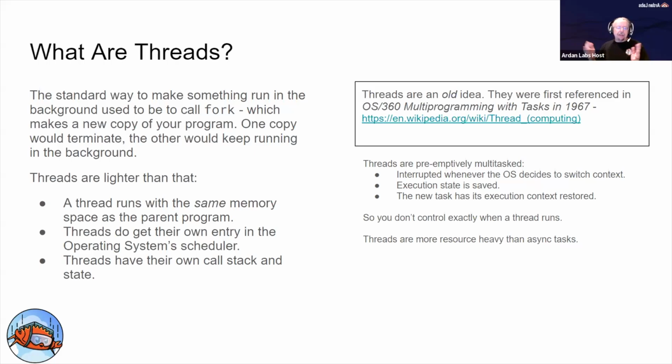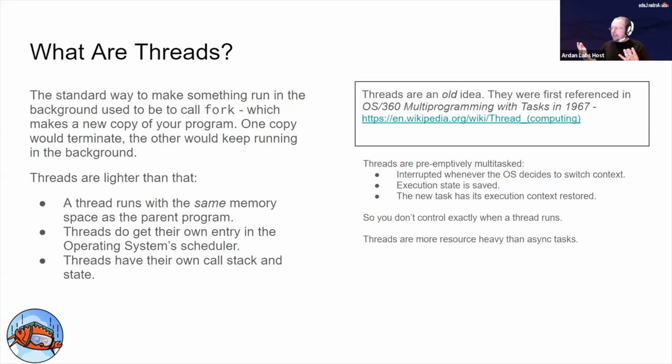You know, prior to threads in Unix, the usual way to make a program run concurrently in the background was to call fork, which makes an entire copy of your process. One copy exits, one copy keeps running in the background, detached. Forking is kind of an expensive process because you literally take a copy of the whole program. With copy on write, forking became a lot cheaper.